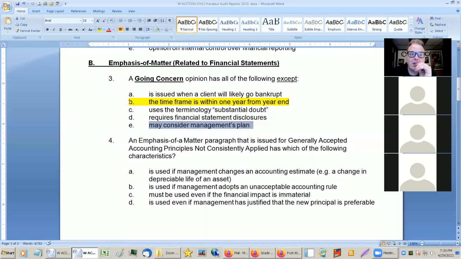Okay, this used to be the time frame for U.S. companies. It was 1 year for U.S. companies. If they're international companies, it was within 2 years. This has been modified a little bit.